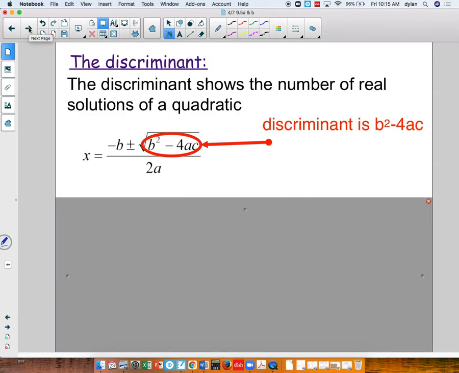All right, so we're going to start with the discriminant. And the discriminant shows the number of solutions for a quadratic equation. The discriminant is the section under the square root of the quadratic formula. It's the b squared minus 4ac part. And the cool thing is, if you calculate the discriminant first, you can know how many answers you're supposed to have before you actually do the quadratic formula. And it can also make doing the quadratic formula itself faster. So let's take a look at this for a sec.